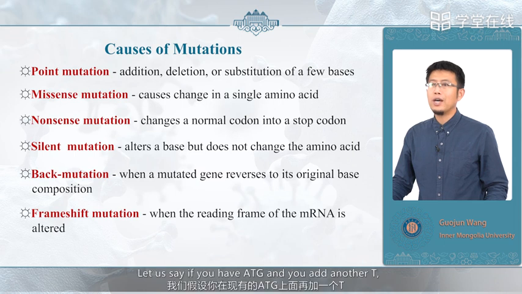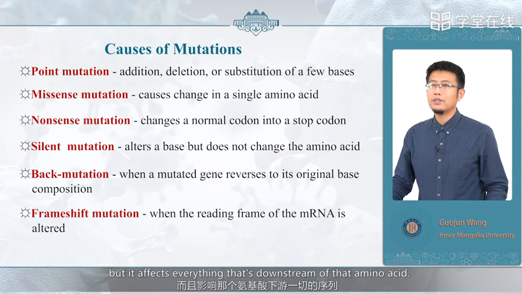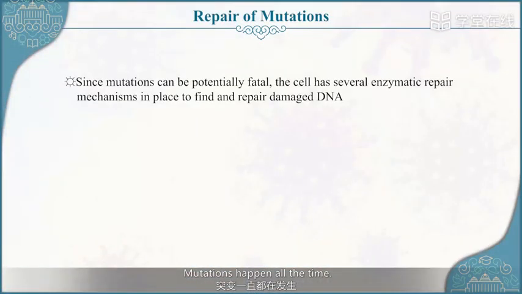Let us see, if you have ATG and you add another T, and you now have ATTG, so you have shifted everything over. It not only affects the first amino acid, but it affects everything downstream of that amino acid. Mutations happen all the time.